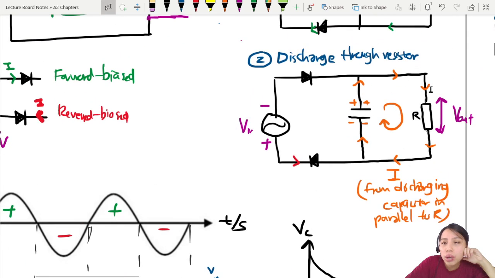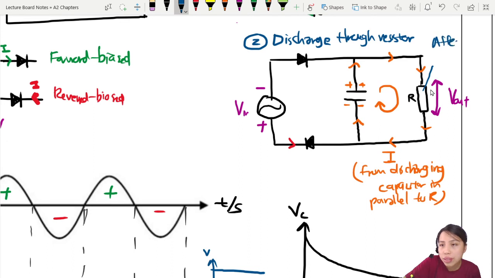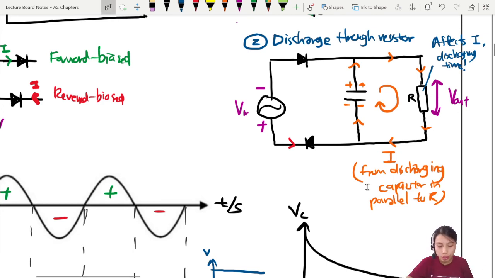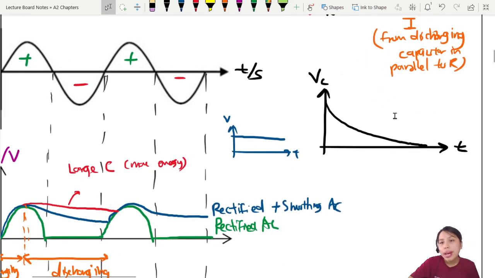So the resistor actually controls your current. How much is the current flowing? So I'm going to put a label here. This guy affects the current, because V = IR, affects current, and therefore the discharging time. Because current is the rate of flow of charge. If current is very large, you can discharge very quickly. So maybe make that a note somewhere on your notes there. Okay, so resistance here can affect discharging time. So how would that look? Well, if I make a very large resistance, then I have something like this.